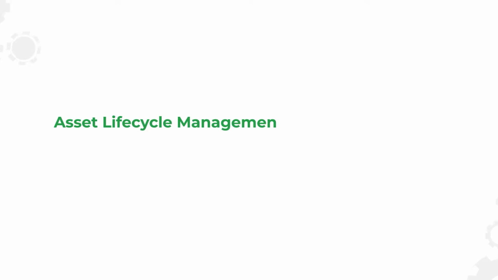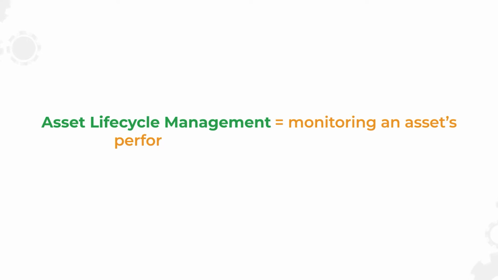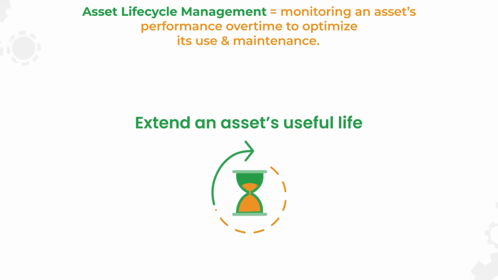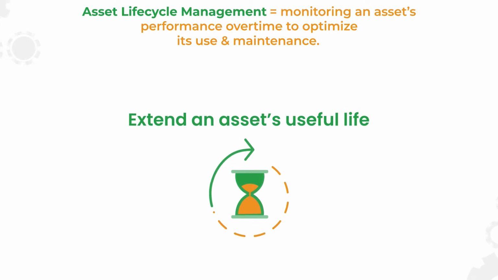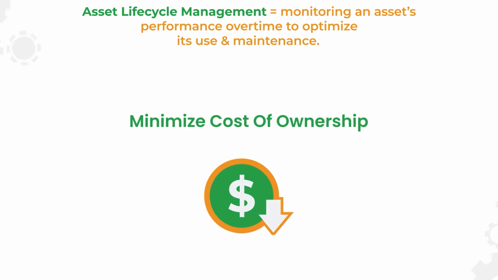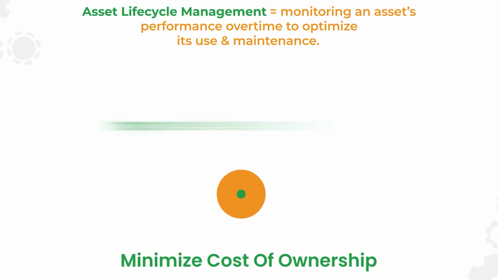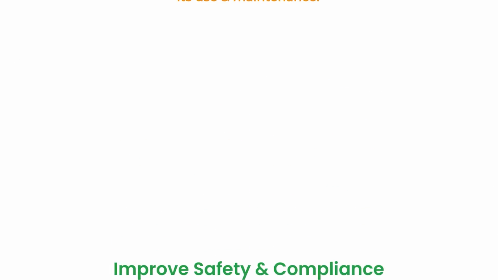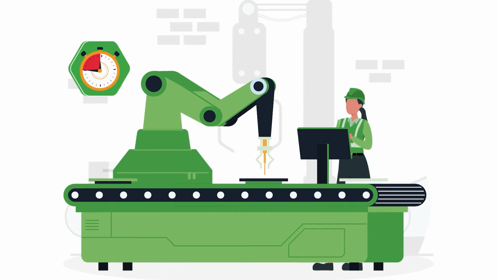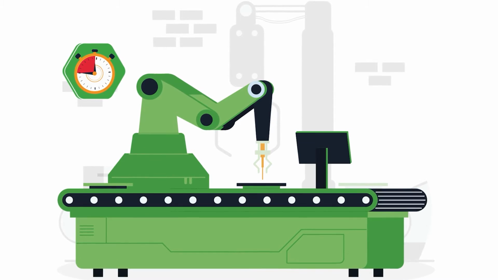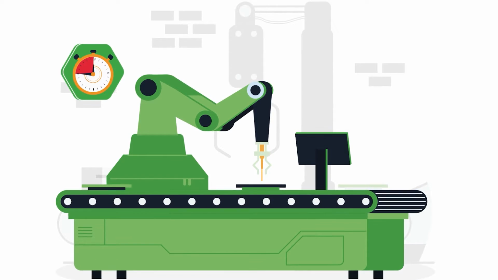Asset lifecycle management is the process of monitoring an asset's performance over time to optimize how it is used and maintained. If done well, asset lifecycle management can significantly extend a machine's useful life and contribute to many other benefits, such as minimizing the cost of ownership and improving preventive maintenance strategies, safety, and compliance. Without adequate lifecycle management, most assets will experience steady increases in maintenance expenses and decreases in productivity over time.